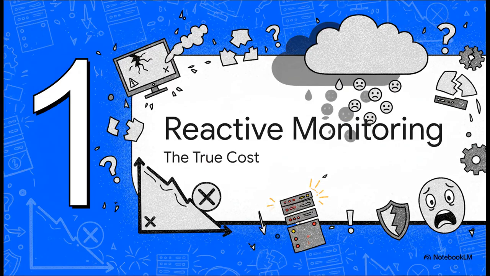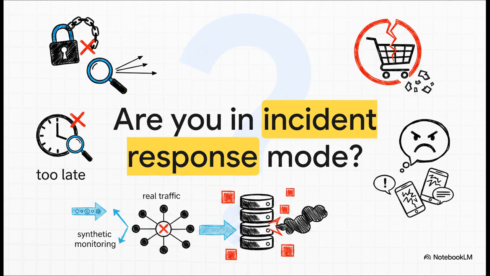All right, section 1, the cost of reactive monitoring. Let's start with a scenario that pretty much every developer and SRE dreads. Imagine this: users can't log in, or maybe they can't search, or they literally can't complete a checkout. If you're only finding out about this when the complaints start rolling in, well, you're already in incident response mode. Relying on actual real-world traffic to find your failures means you're finding out way too late.